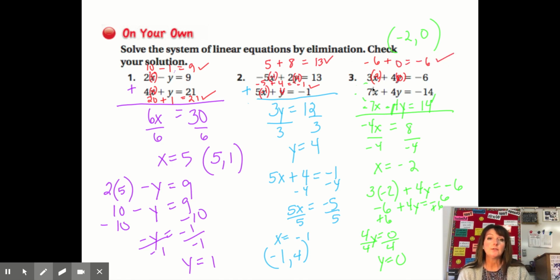All right. If x is negative 2 and y is 0, we'll have negative 14 plus 0 equal to negative 14, and it works for the second. So we know that this is, in fact, the actual solution, negative 2, 0.